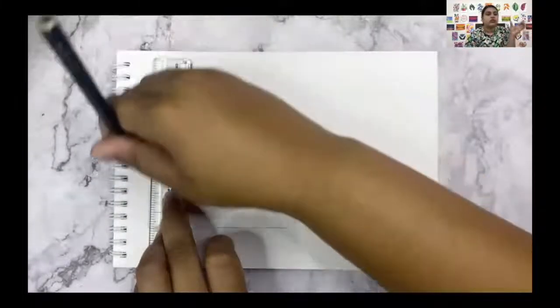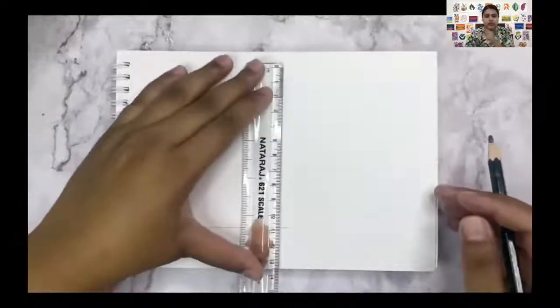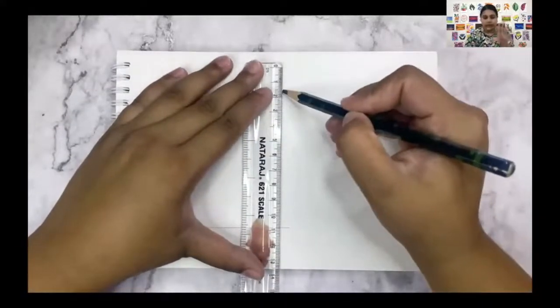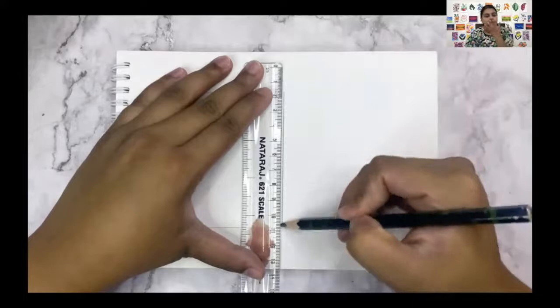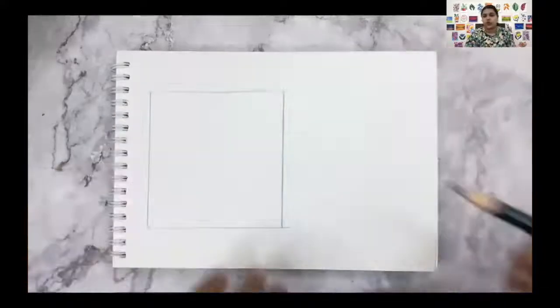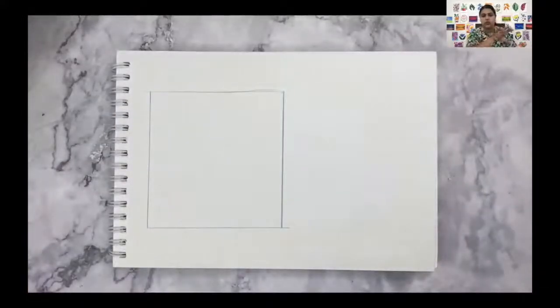If you feel like you want to do one pattern per sheet, then you can just do one center box. But if you feel you want to do it exactly how I'm doing it, then you can follow through like this of drawing one box on the side, leaving the rest of the space for the other pattern.